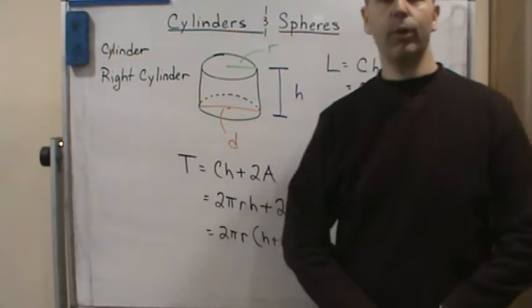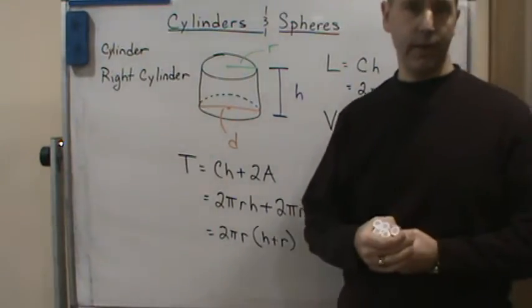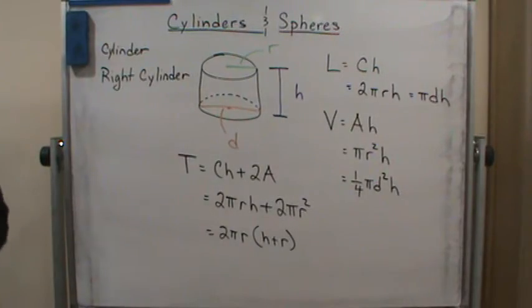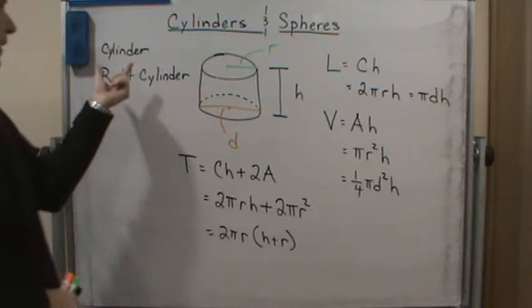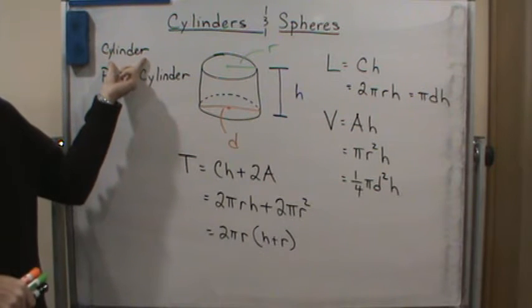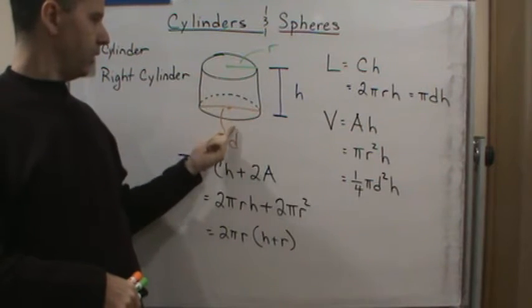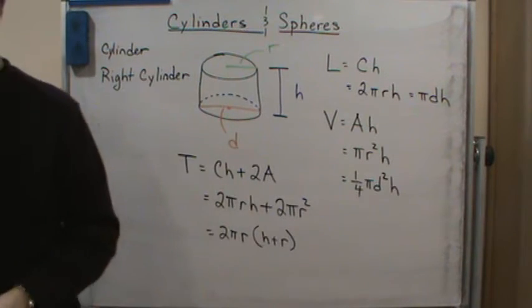Okay, welcome. Now we're going to talk about cylinders and spheres. So first we'll talk about cylinders. So, definition of a cylinder. A cylinder is a solid that has circular bases. Okay?